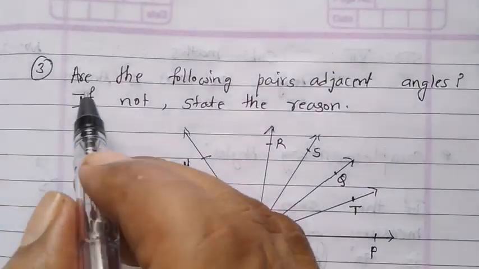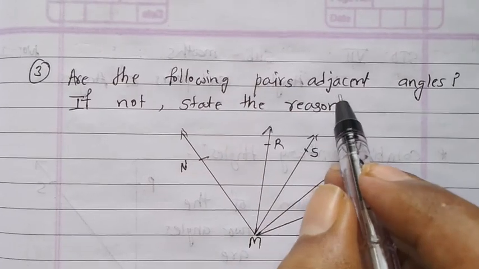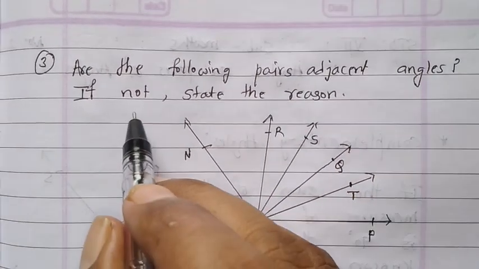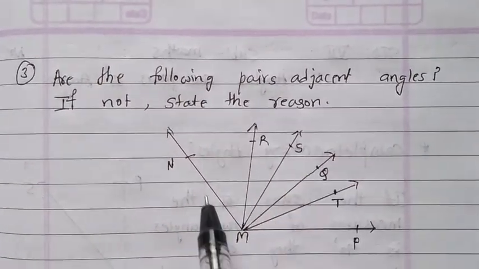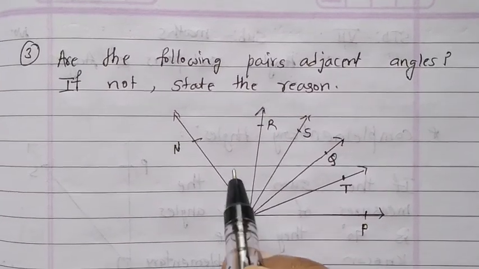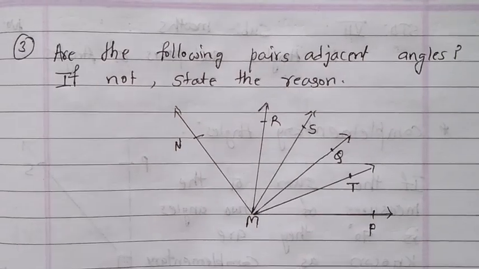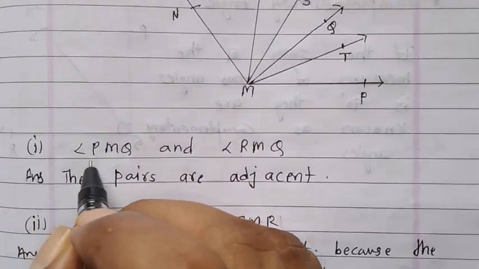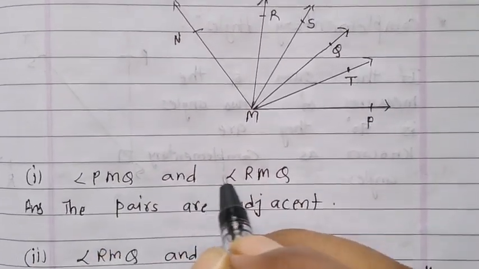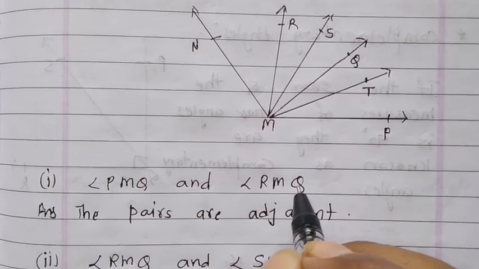Now come to the third question. Are the following pairs adjacent angles? If not, state the reason. Now this figure is given. In this figure we have to say which ones are adjacent angles. Now come to the first one: angle PMQ and angle RMQ.